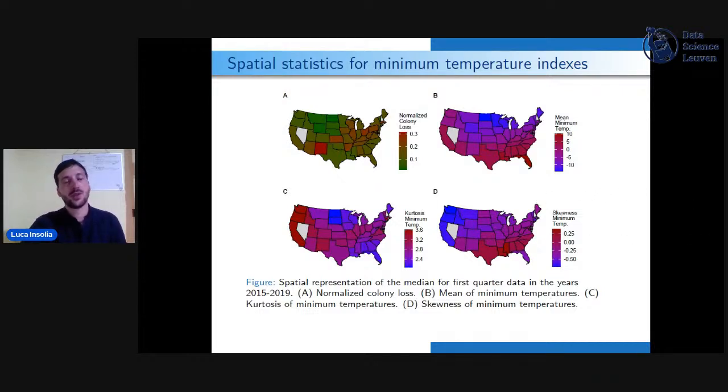So we can see that the indexes that we built effectively capture different aspects of the weather distribution. In this case, it's the minimum temperature. For instance, we noticed that the average minimum temperature separates northern from southern states, and kurtosis is higher for states in the central band of the US, which is actually the contiguous United States territory. And the skewness distinguishes western and eastern states.